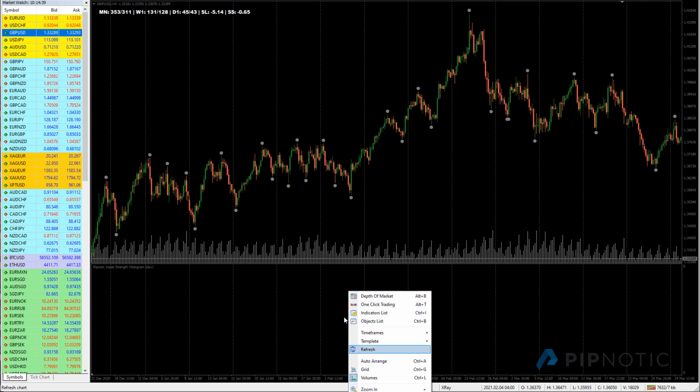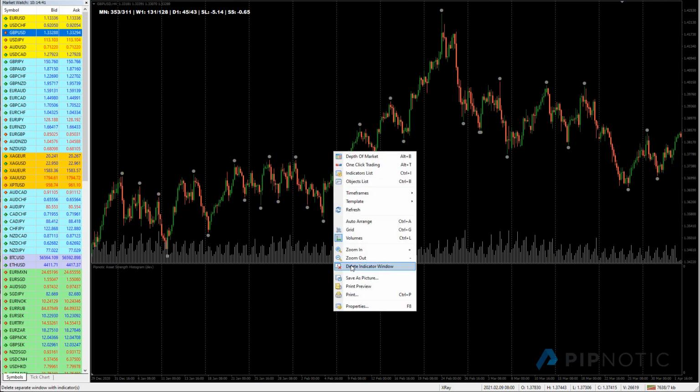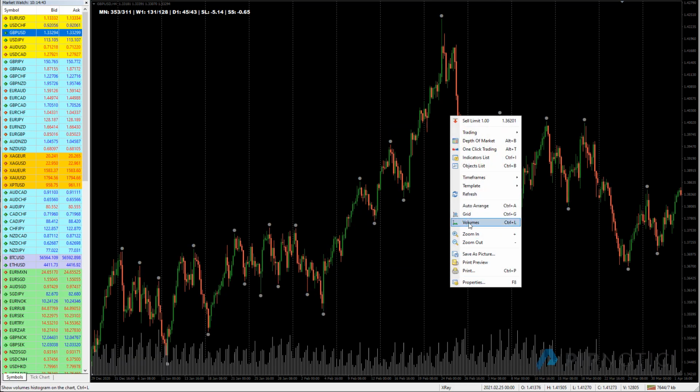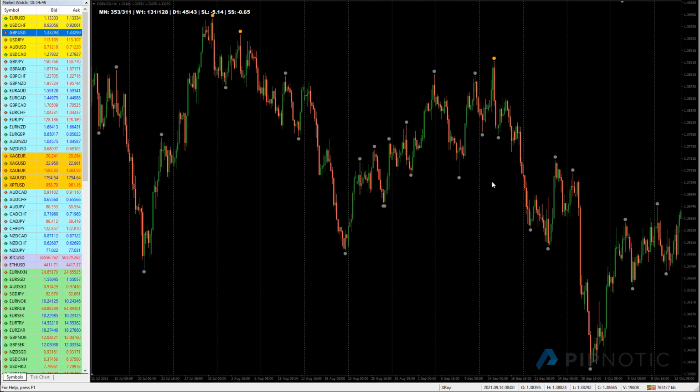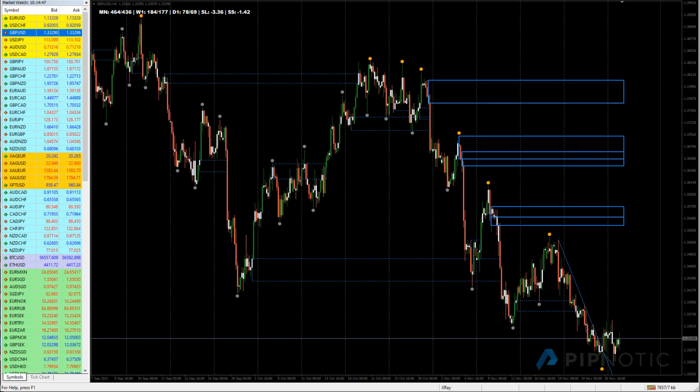Okay, so let's now turn our attention to fractals. So what are fractals? Move that. Get rid of the volume. I think we all know what fractals are, but for people who don't know, a fractal is essentially a swing high or a swing low. Fractals are super powerful because they show you where we have historical agreement to move price in an opposite direction. Okay, we had this one here.